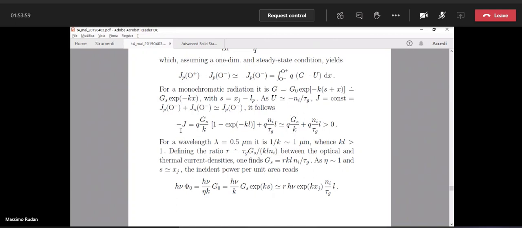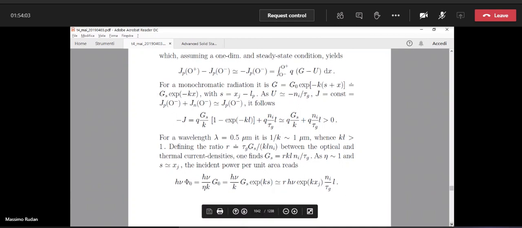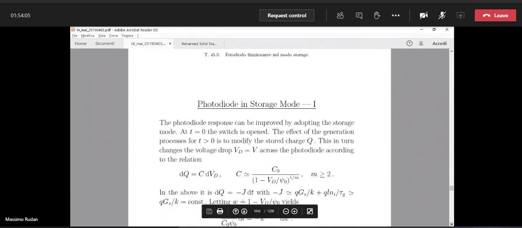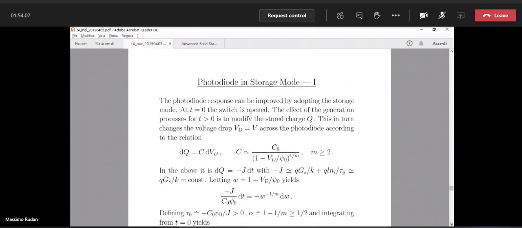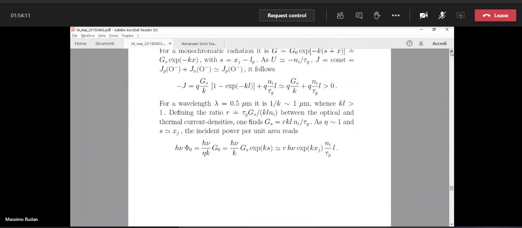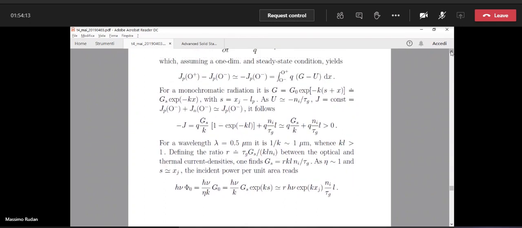So we have that J is practically proportional to the flux, which is very good. It is a very simple solution to the problem. The current of the device is the current density multiplied by the cross-sectional area of the device, okay?